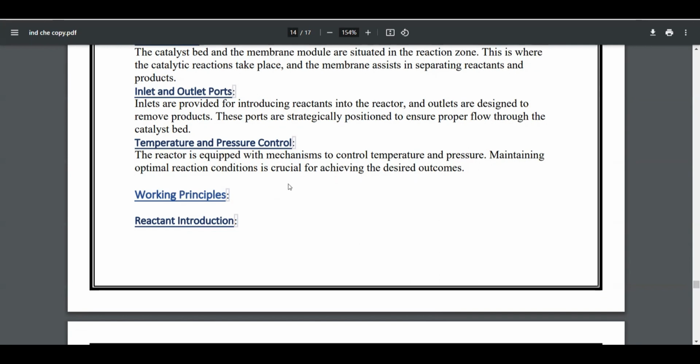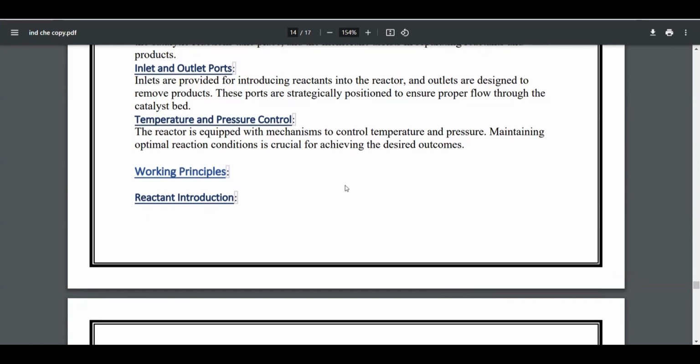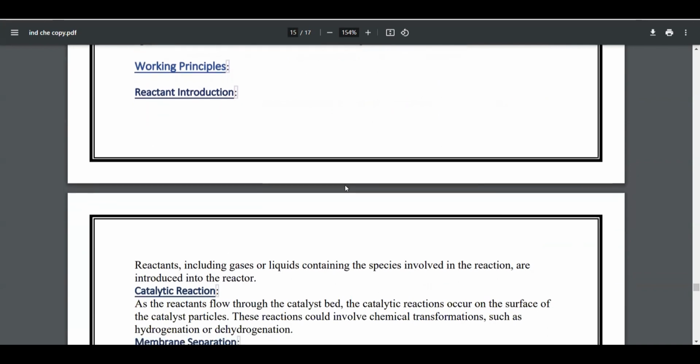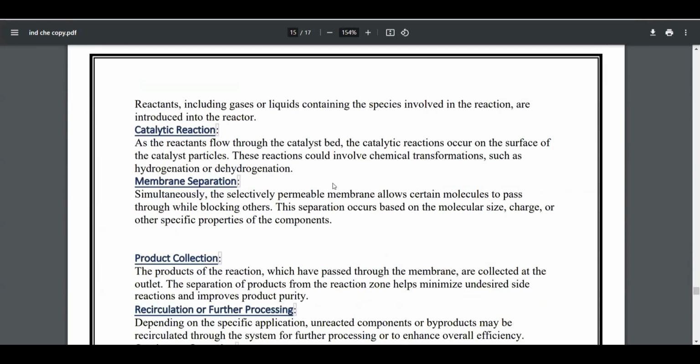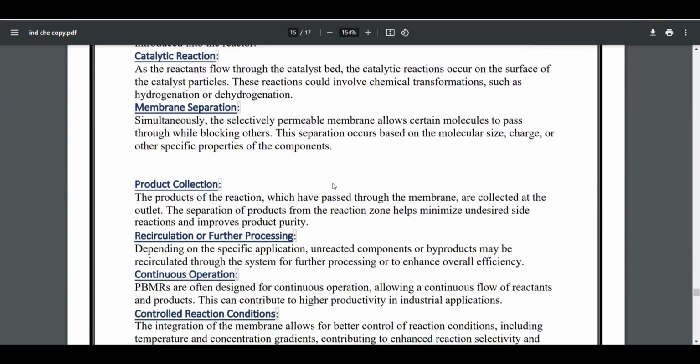The temperature and pressure control. The reactor is equipped with mechanisms to control pressure and temperature that will maintain the optimal reaction conditions for achieving the desired outcomes. And there are working principles of the packed bed membrane reactor, which involve the introduction of the reactants into the reactor. These reactants could be gas or liquid that contain the species involved in the reactions.